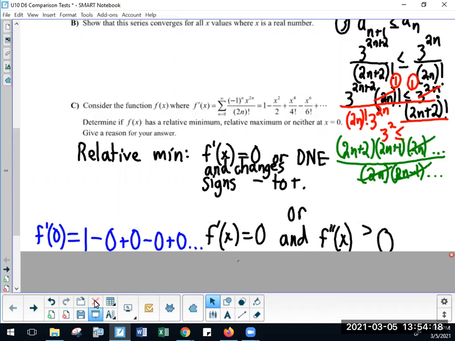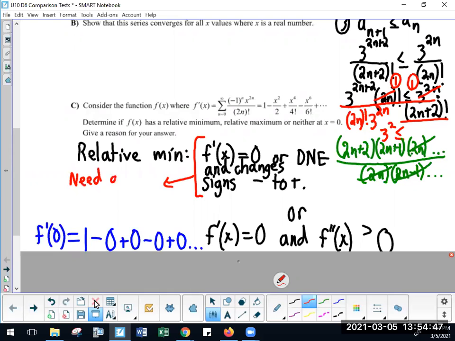Now, the reverse is true for the sign change and the sign of f double prime to be a relative maximum. So if we change sign from positive to negative, relative maximum. If the second derivative is negative, relative maximum, yes, okay. Why do I bring these up? Because if you're trying to do the first one, you're going to have a hard time with that.